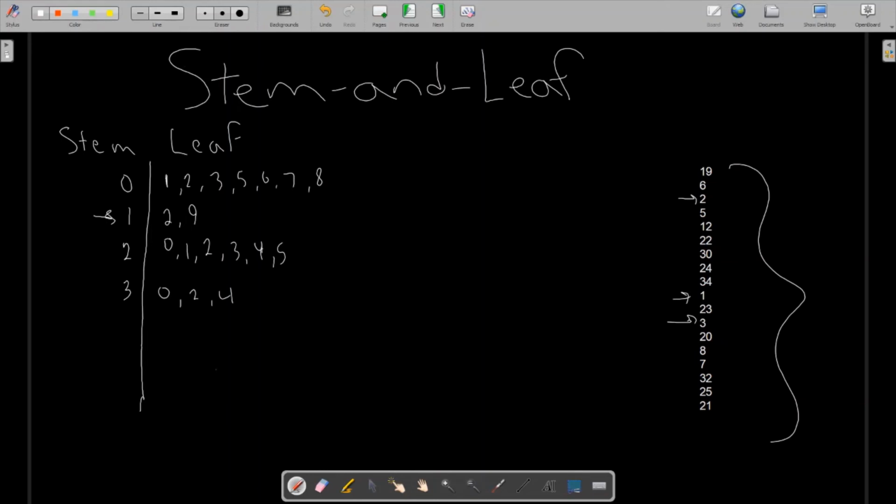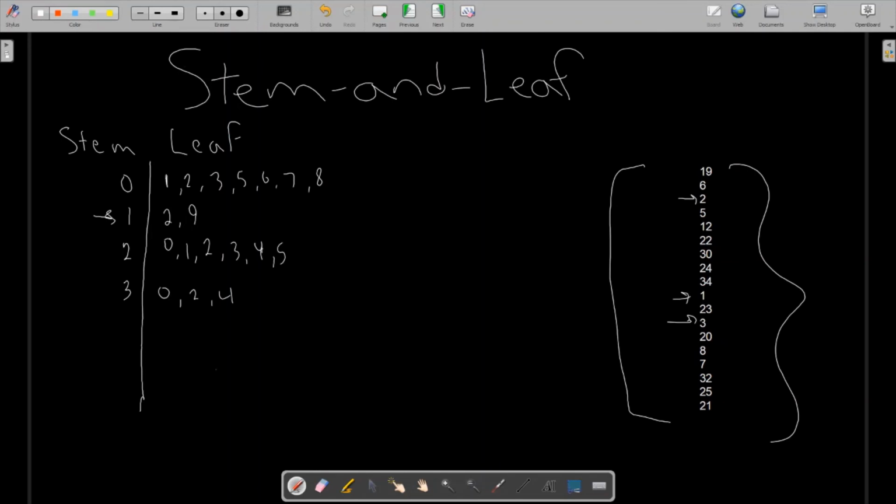And just like with the bar chart, a good way to check afterwards is to count the number of data points you have and compare it to how many leaves you have. So it looks like we have 7 plus 2 plus 6 plus 3, which is 18 on the left here in our stem and leaf plot. And on the right, I'm just going to count really fast. It looks like we do also have 18 data values, so it looks like we did not miss any here.